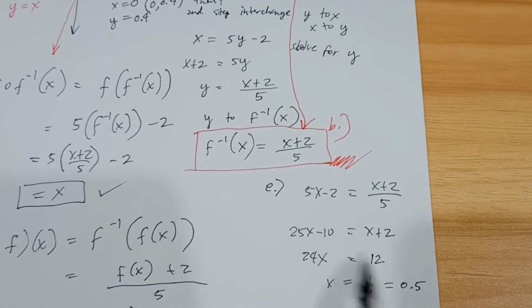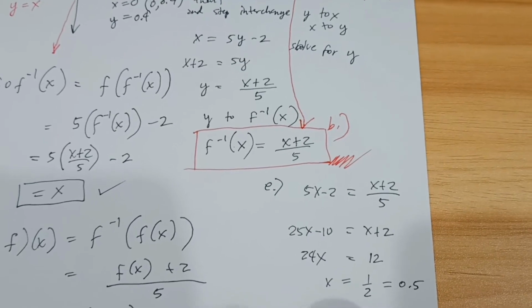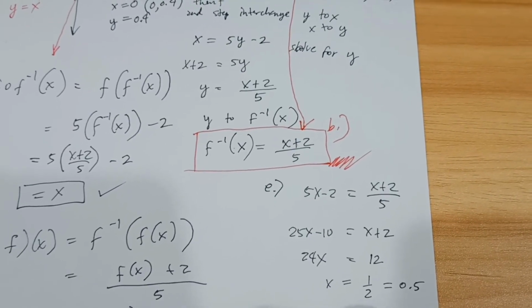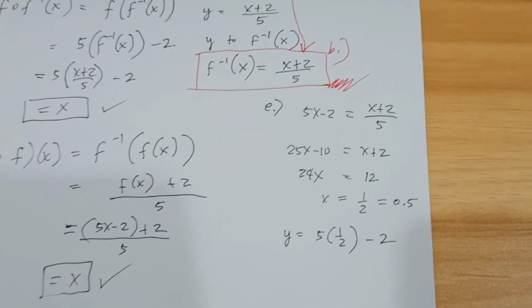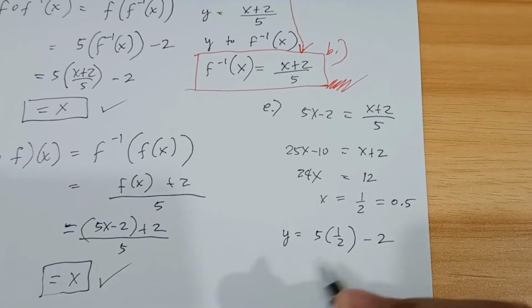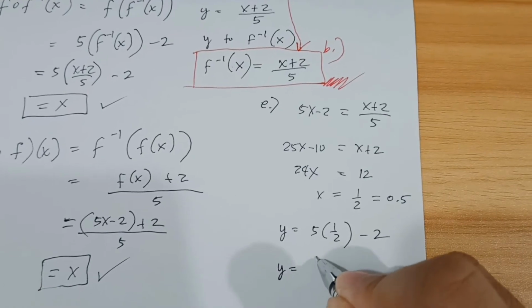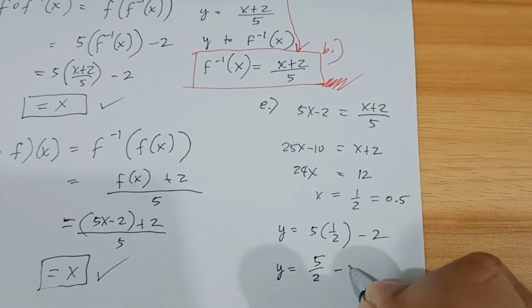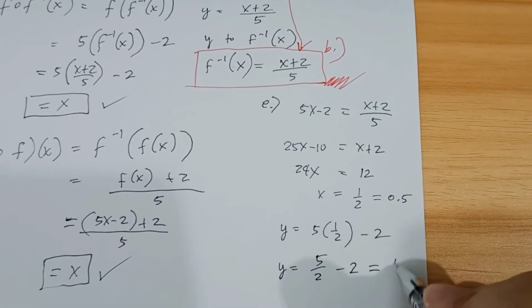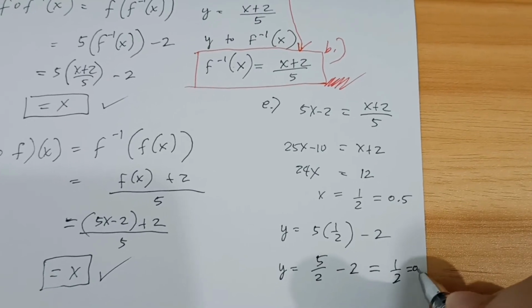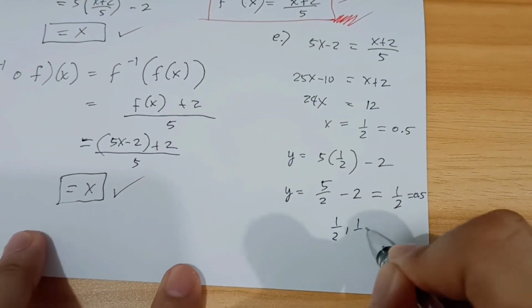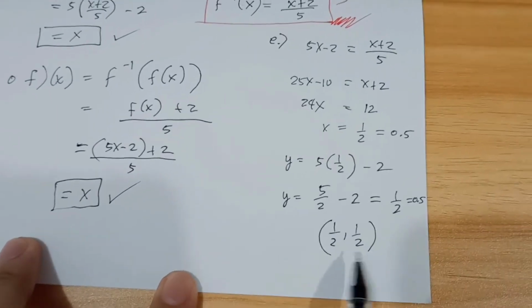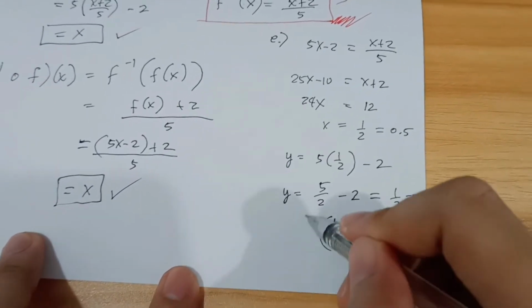Itong 0.5 na to, substitute natin dun sa original na equation, yung function. 5 times 1/2 minus 2. So, y is 5 over 2 minus 2, which is 1/2 din or 0.5. So, ibig sabihin, ang intersection point nila ay 1/2, 1/2, or 0.5, 0.5. So, check natin. Ito yung intersection point nila.